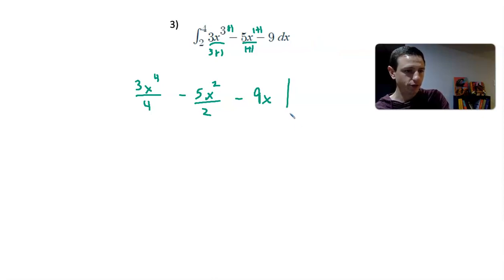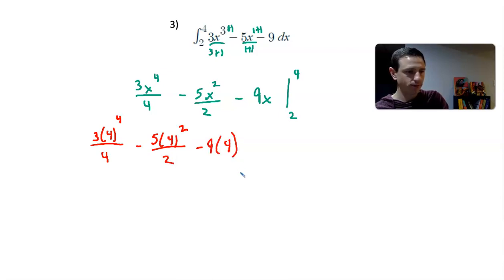Now my limits of integration here are from 2 to 4. I think just visually this looks a lot better rather than writing 2 to 4, 2 to 4, 2 to 4. So now I just know I'm going to plug in 4 for everything here. Then I'm going to subtract off, plugging in 2 for everything. There's a big step that we want to be careful with here. So when I plug in 4, I'm going to do 3 times 4 to the fourth over 4. Minus 5 times 4 squared over 2, minus 9 times 4. Did all the 4's. Now I want to do 2.